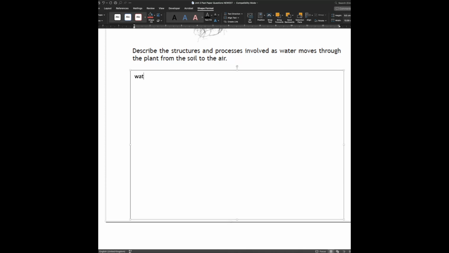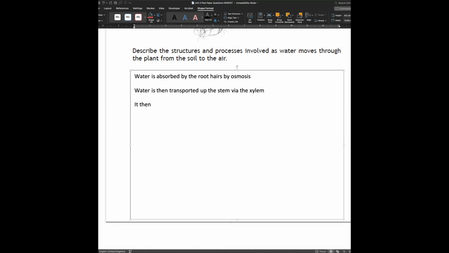So we know that water is absorbed by the root hairs. That happens at the bottom of the plant. But that on its own wouldn't be enough to get us the mark, because the question asks us for both the structure and the process. So the name of the process is osmosis. Okay, that's our first mark. Second mark, the water is then transported up the stem via the xylem.